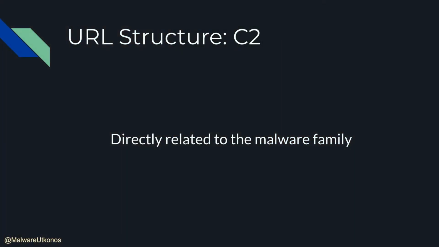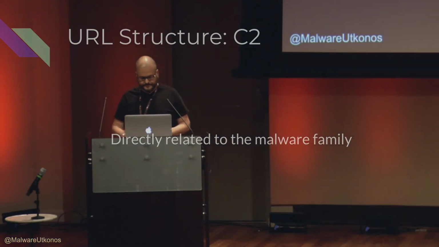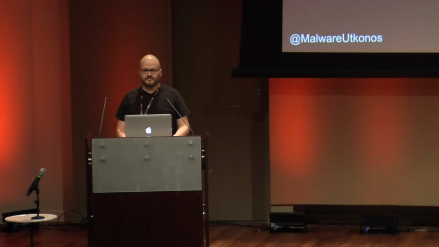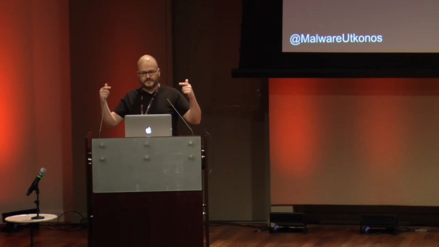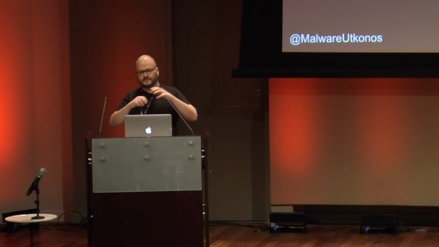So C2 URL structure is very, very interesting, because that URL structure is decided by the malware author, and it's actually used by the malware itself. So if you use that same concept of finding patterns in the URL structure, you could match those patterns in the URL structure of the C2 to various malware families, potentially.